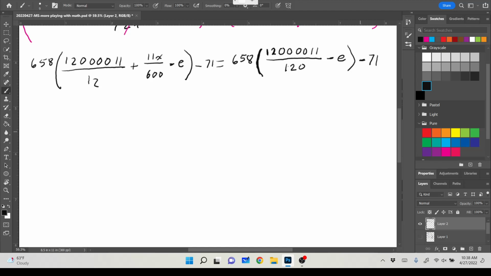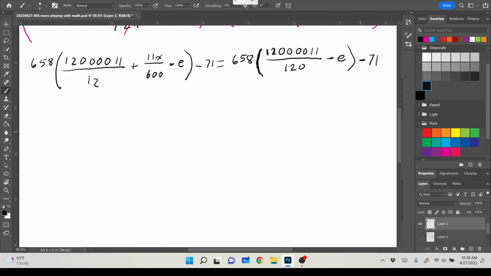Because a bunch of stuff has a shield around it, and so we can't get to it yet. Right? 658. So we gotta get rid of the 658 or the negative 71. Which one do we want? I've heard 658. Does anybody? How do we feel? Let's take a vote on which one we want to get rid of next.